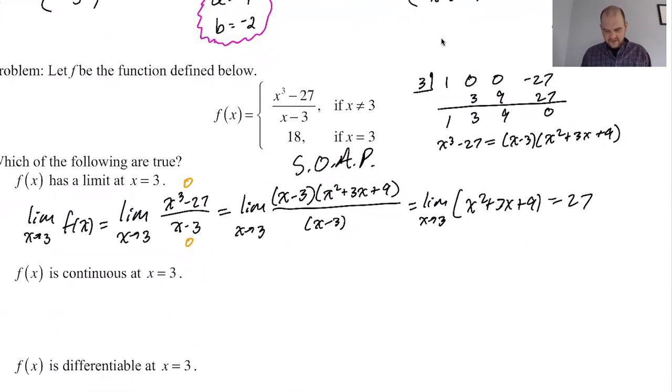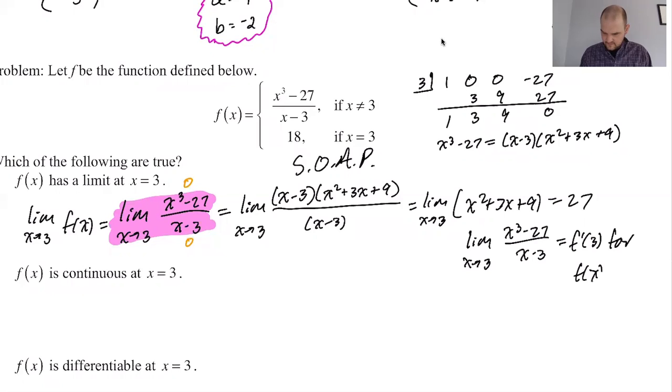The other way I can think to do this is that this limit here, right? This limit, now I really like this highlighter color. That limit is actually the limit definition of a derivative. So the limit as x approaches 3 of x cubed minus 27 over x minus 3 is equal to f prime of 3 for f of x equals x cubed. So look at that. It's f of x minus f of a over x minus a, the limit as x approaches a. Definition of the derivative. So if we could find f prime, it would be 3x squared.